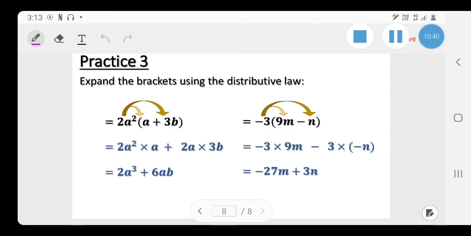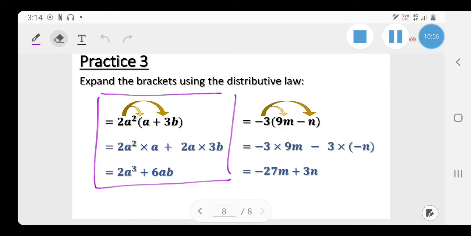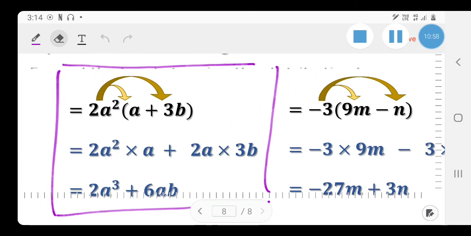All right, and that is the end. One thing I just noticed, guys, is this here is a different problem from the one that I did here, because this is missing a squared, but that's okay. Have a look what's happened here. Here we had 2a squared times a, and then 2a squared times positive 3b. So plus 2a times 3b.